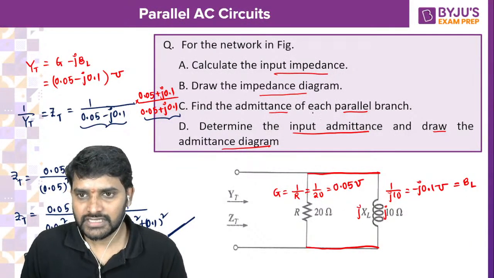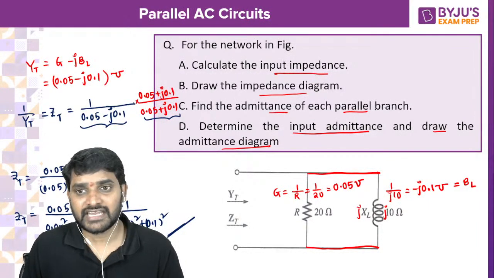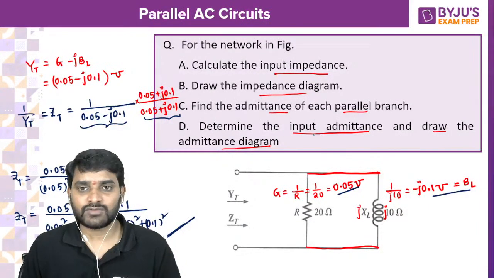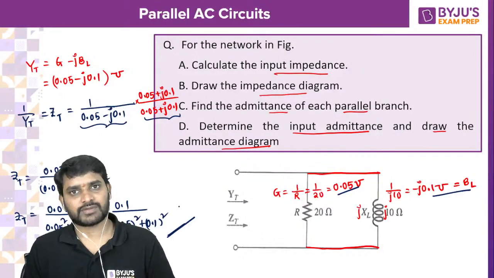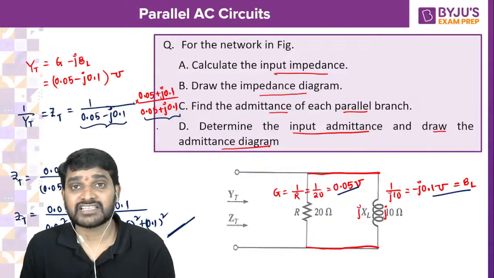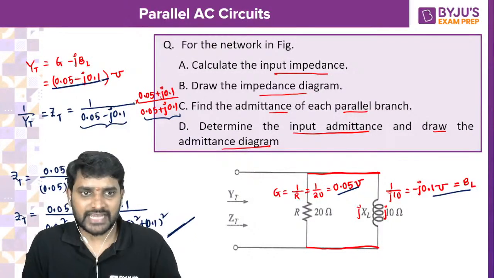Right, so let's see what it is asking. Find the admittance of each parallel branch. What is the input impedance? We have calculated the input impedance also. Now it is asking for the input admittance, and to draw the admittance diagram. So this is the total input admittance. The diagram will be like this.